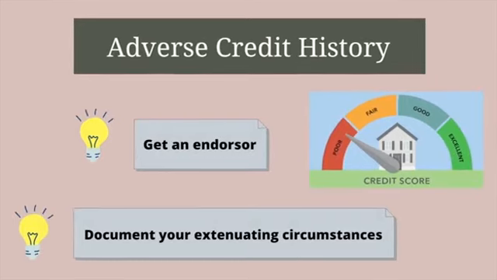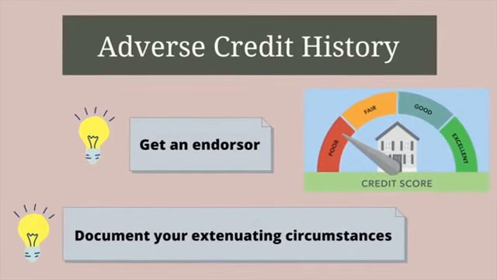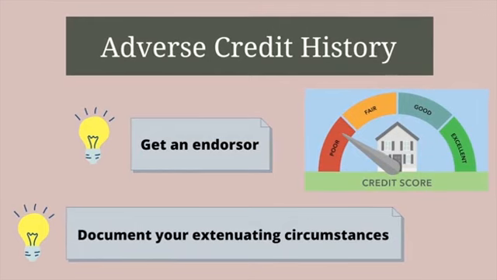For those applicants that want to apply for direct plus loan but have adverse credit history, there are two ways to increase qualifications. The first is to get an endorser, similar to a cosigner, who does not have an adverse credit history. The endorser will be responsible to repay the loan if the applicant does not repay it. The second option is to document your extenuating circumstances related to your adverse credit history.